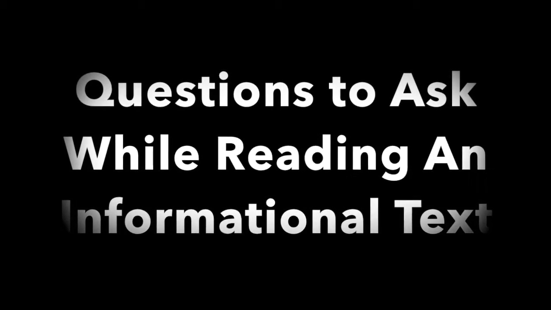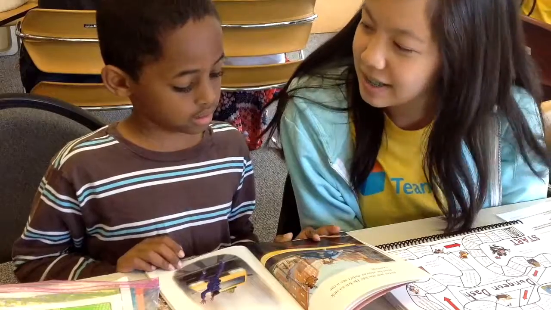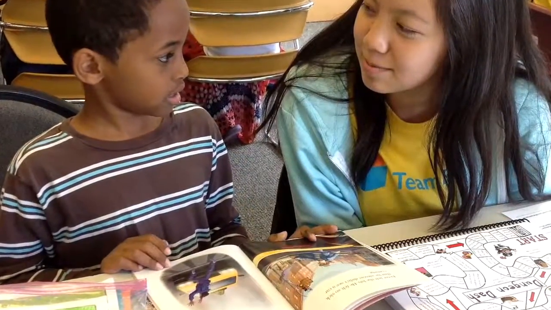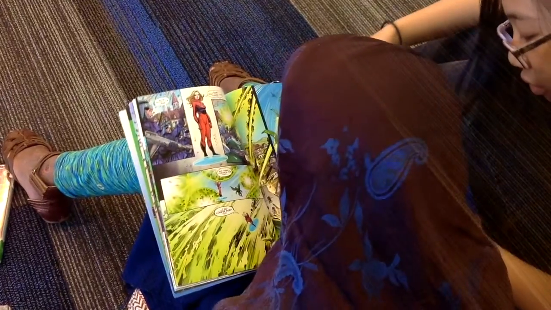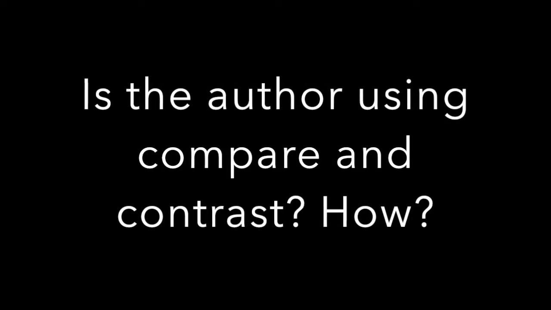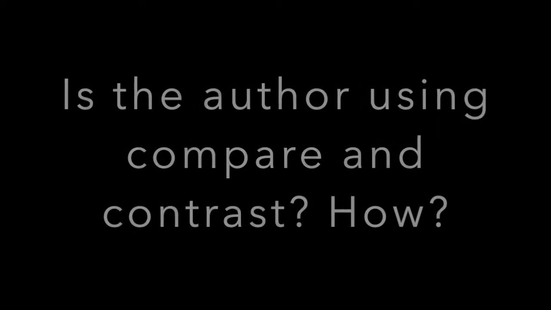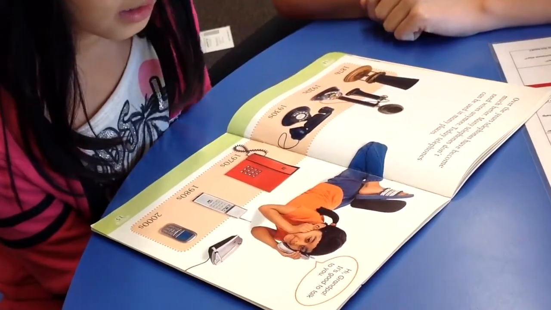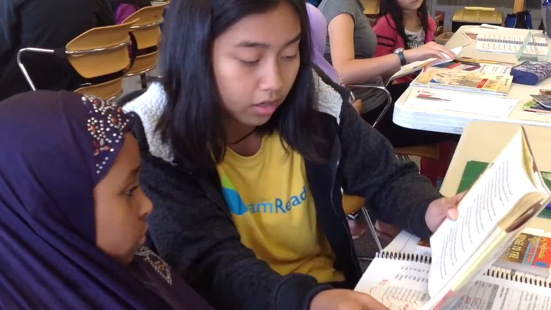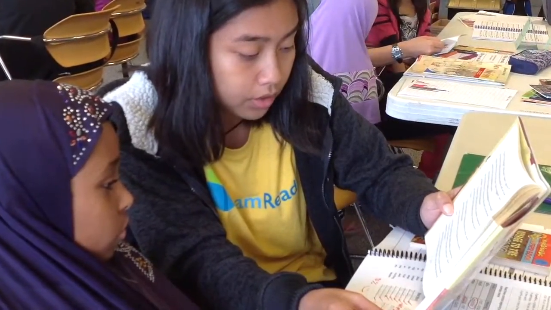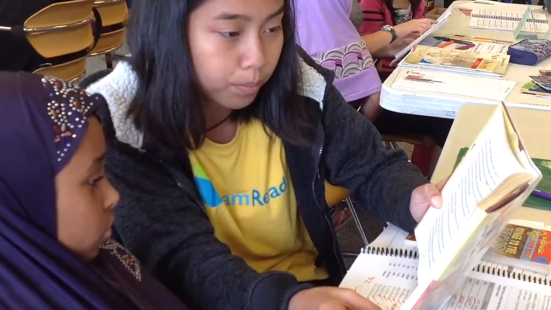Questions to ask while reading an informational text. What's interesting about this topic? How is this information organized? Is the author using compare and contrast? How? Students reading levels M through P should be able to do a good job of organizing informational text.